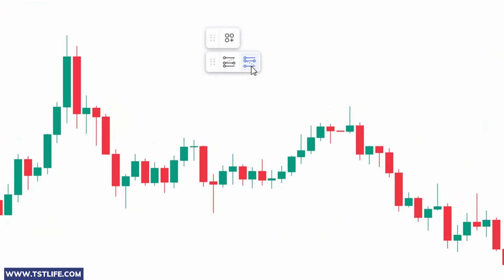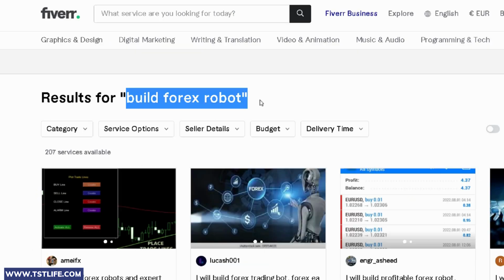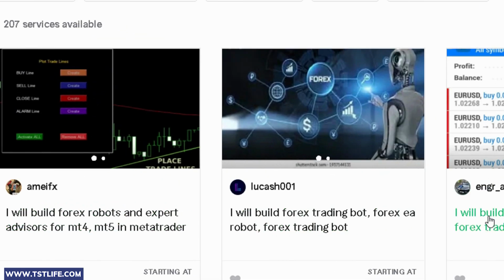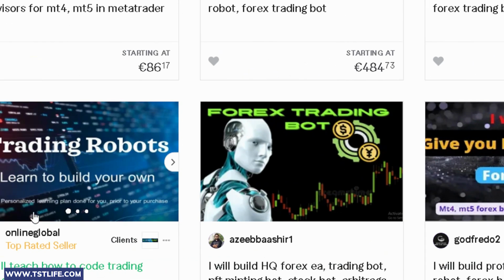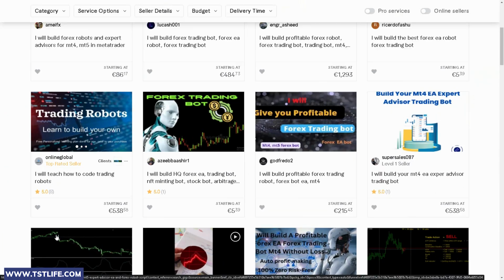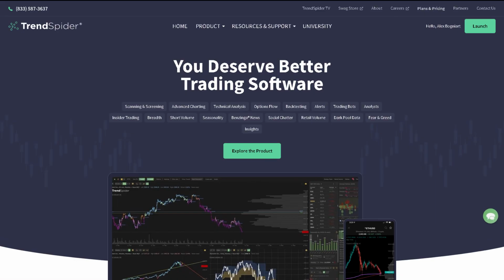We can do this testing manually, but it will take us hours to complete, and the results might not be 100% accurate. We can hire some freelancers on Fiverr to build us a robot that trades based on this strategy. But at the moment, we're not sure if this strategy works in the first place, so why waste money building a robot? We need a solution to test this strategy quickly and have the possibility to adjust pretty much everything, and most importantly, with zero coding knowledge. Well, I have the solution.